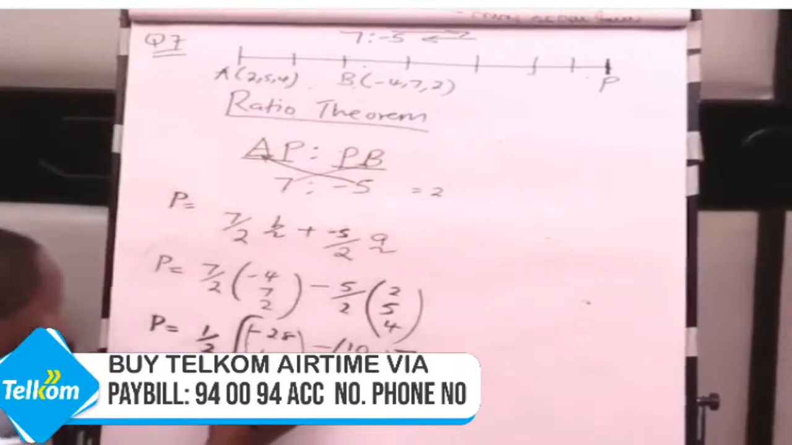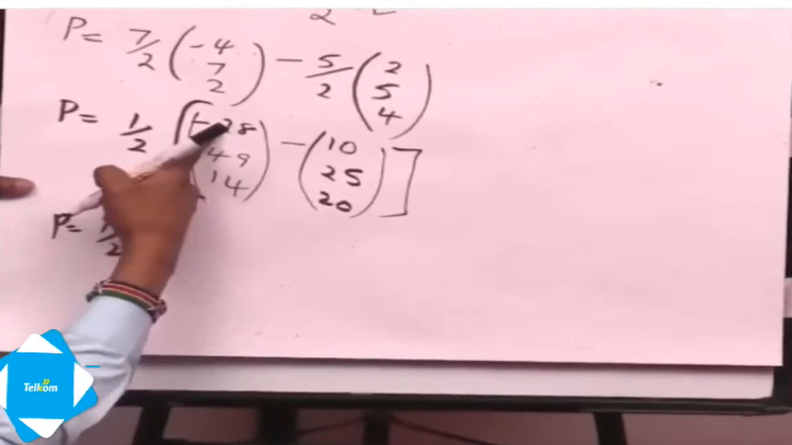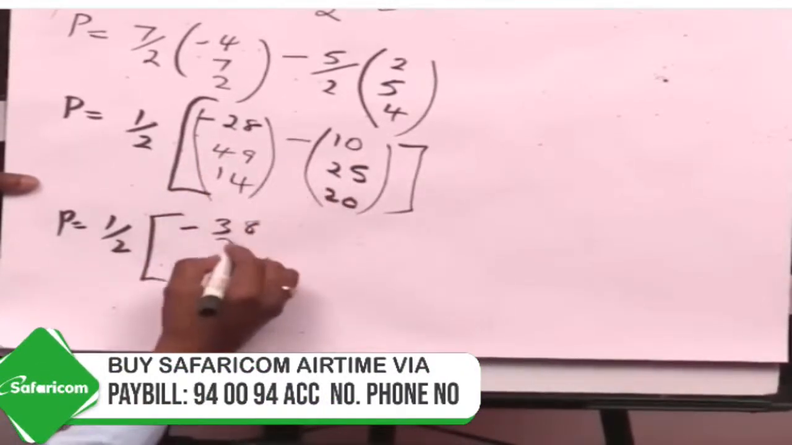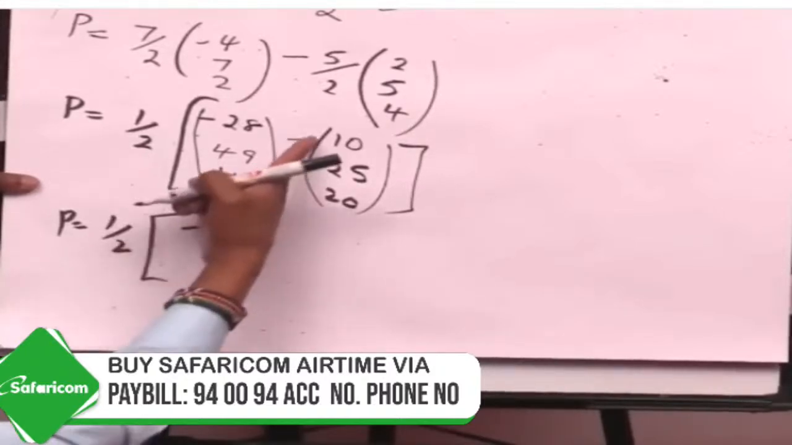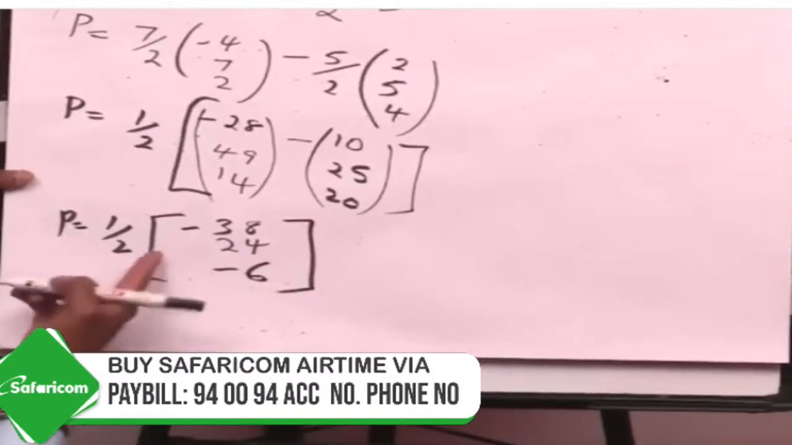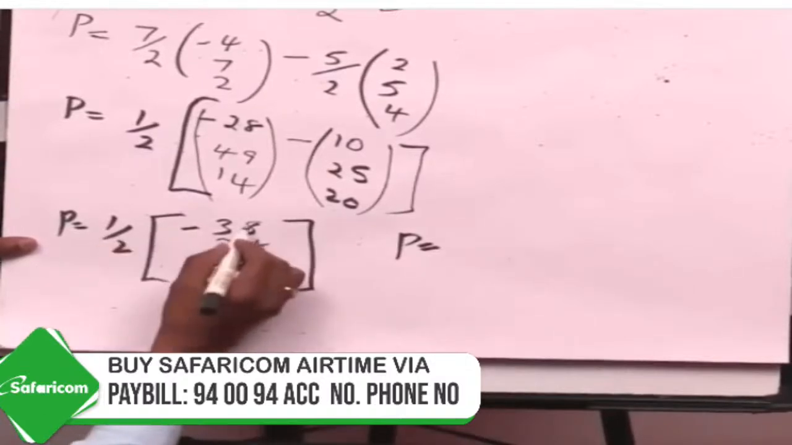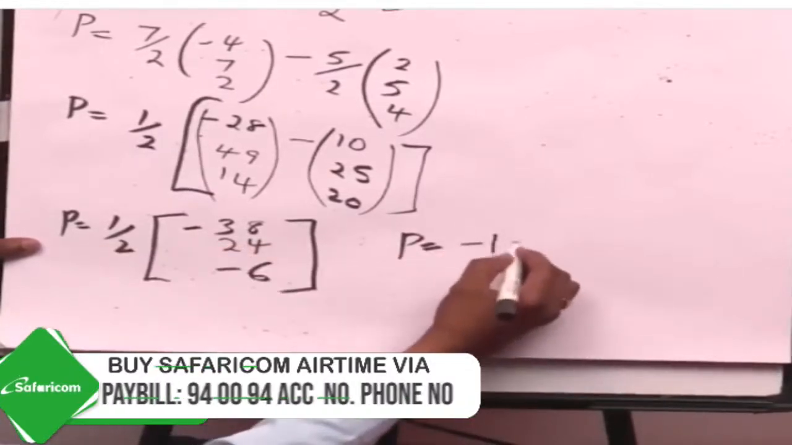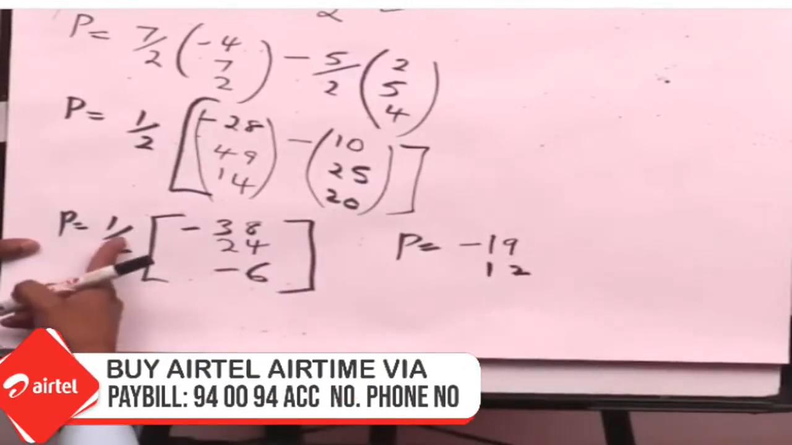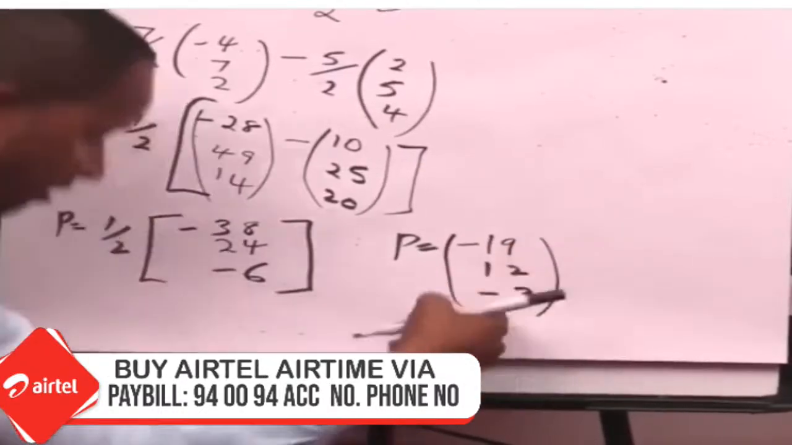So from here, we have P equals a half into minus 28 minus 10 is minus 38, 49 minus 25 is 24, 14 minus 20 is minus 6. Then multiply by a half. So P equals a half times minus 38 is minus 19, a half of 24 is 12, a half of minus 6 is minus 3. Remember, this is in column vector form.